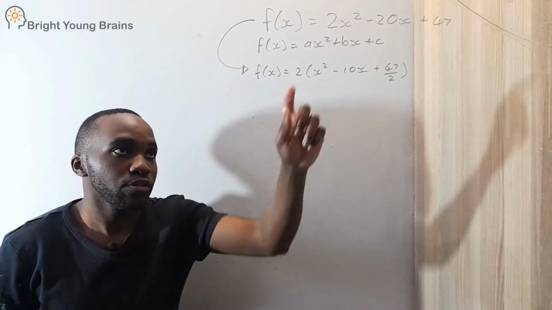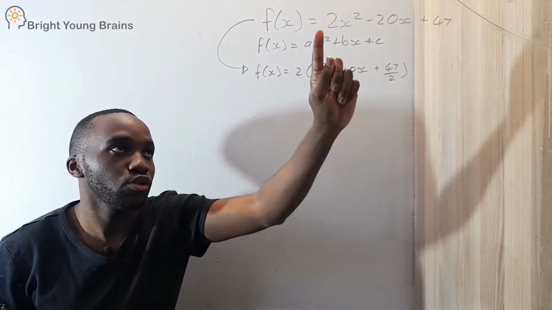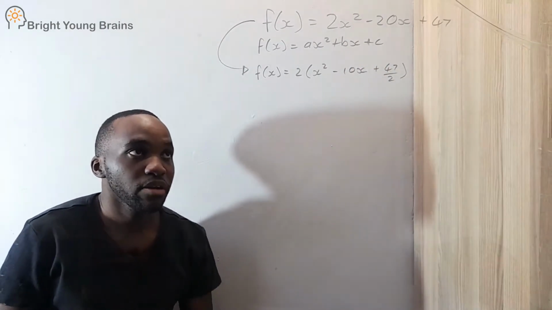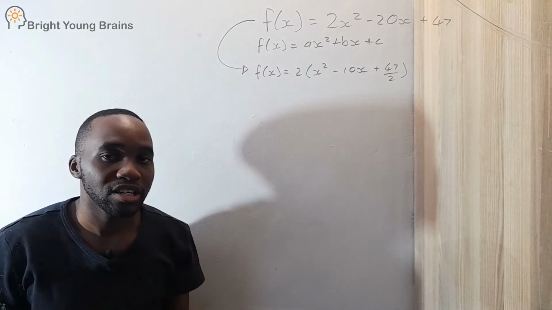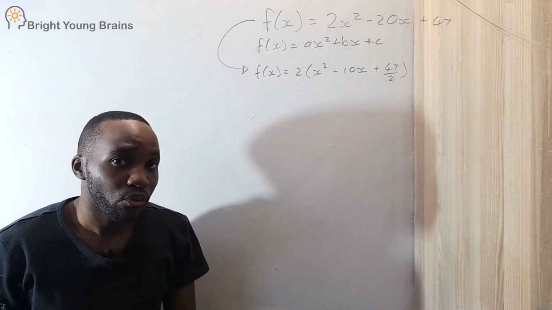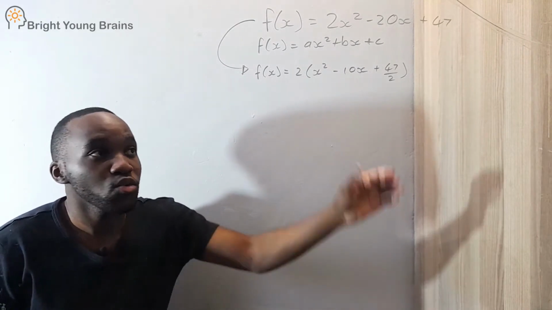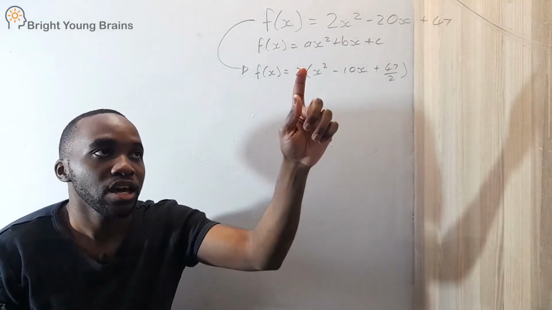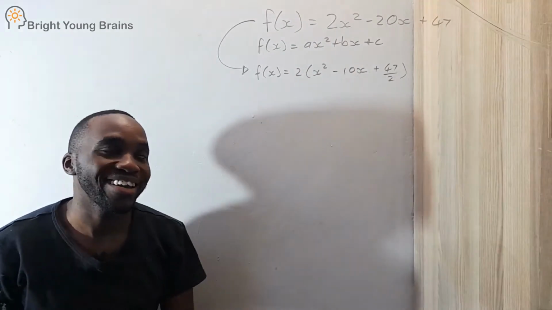Because remember, if you were to multiply the 2 inside, you should always go back to this expression over there. So that's the first thing, making sure that the coefficient of x squared is a positive 1. Now, we are going to work with what's inside the brackets all the way until the end, and then we're going to multiply the 2 inside again.